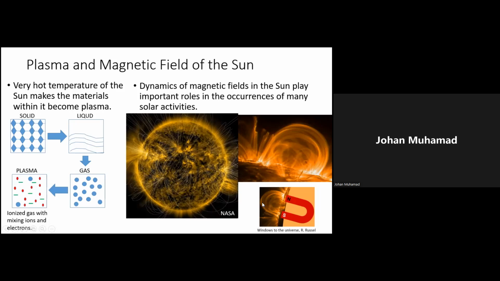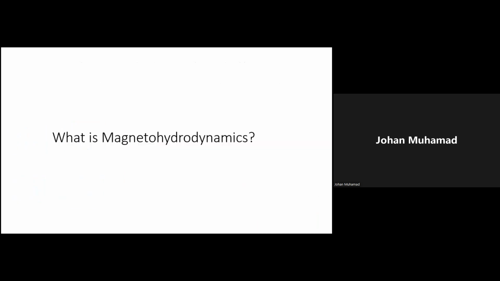So it's very important to understand that the sun consists of plasma and also magnetic fields. That understanding is very important because we want to know about magnetohydrodynamics, and everything about magnetohydrodynamics is related with plasma motions and also the magnetic fields.